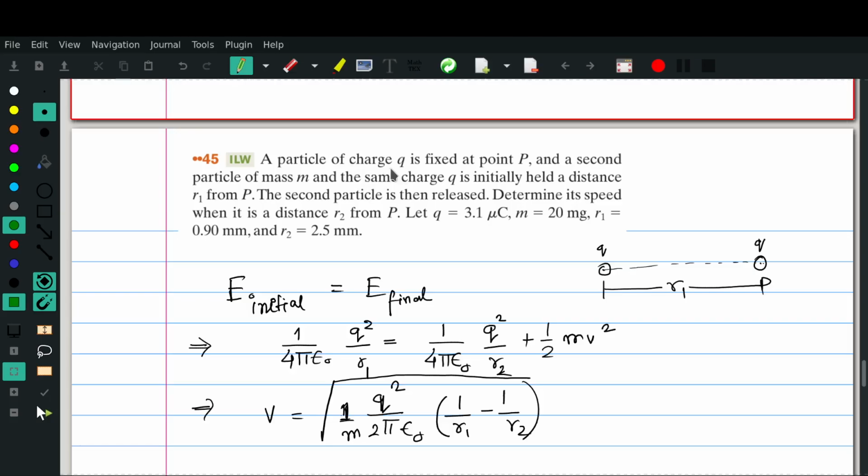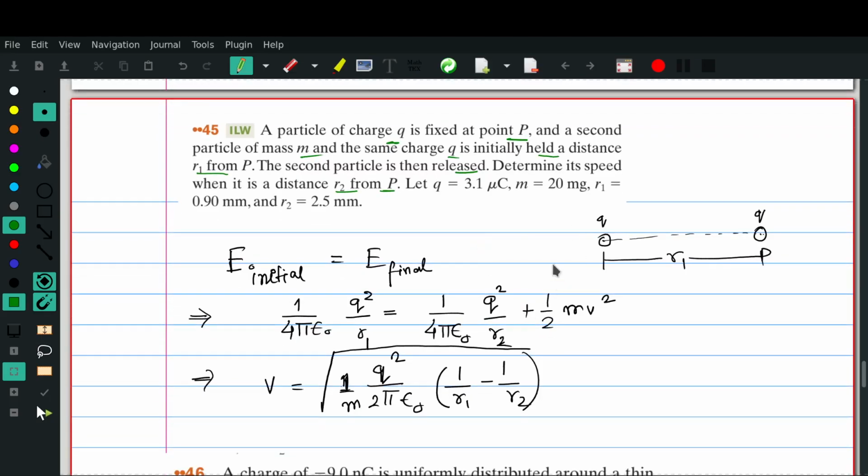A particle of charge q is fixed at point P, and a second particle of mass m and the same charge q is initially held a distance r1 from P. The second particle is then released. Determine its speed when it is a distance r2 from P. Right now we are going into these work-energy kinds of problems. In all of these problems, what we always have to do is balance some energies, because energy is a conserved quantity.